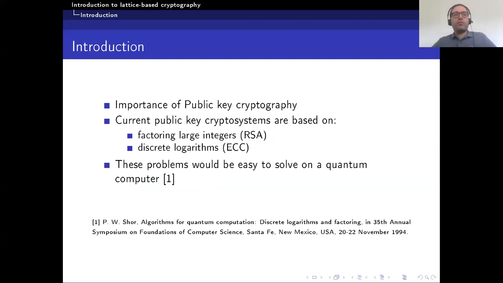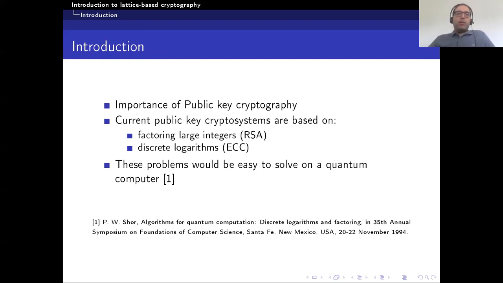Public key cryptography is one of the most important crypto tools. As you know, when Alice and Bob want to communicate with each other through an insecure network such as the internet, they have to create a shared secret key. They use public key cryptography to create this shared secret key, and then using this shared secret key, they can communicate with each other by symmetric cryptography primitives such as AES. Therefore, public key cryptography is the main and first tool that they need to create this shared secret key.